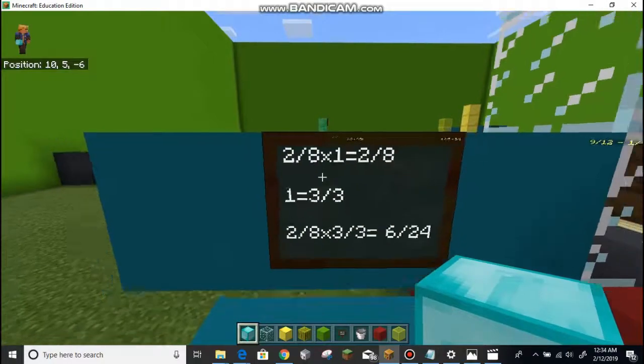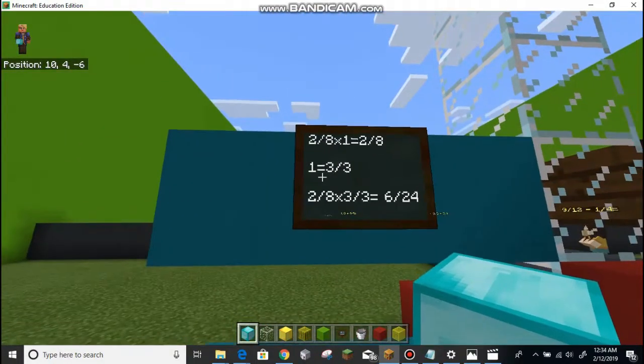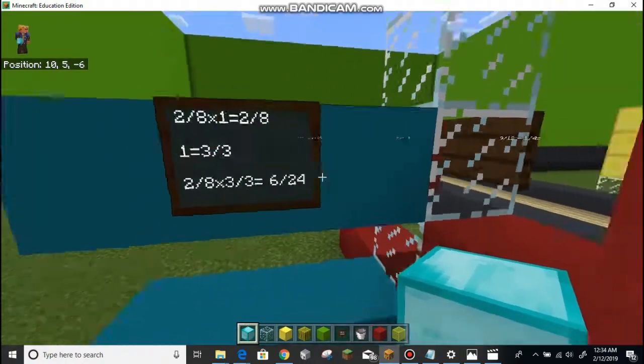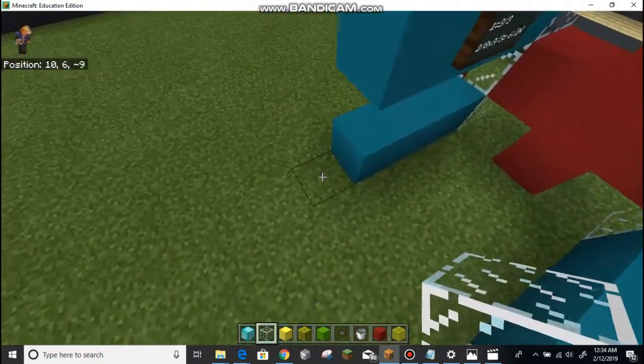Okay, now over here, we're going to need to multiply this 8 by a 3. 3 over 3. So 2/8 times 1 is 2/8, of course. But what happens if we change that 1 to 3 over 3? We'll get 2/8 times 3/3 is 6/24. And we're just going to build this math model 3 times. So 1, 2, 3.